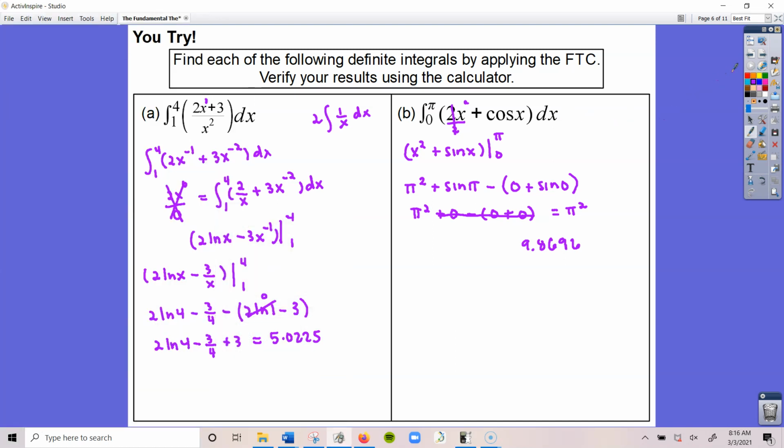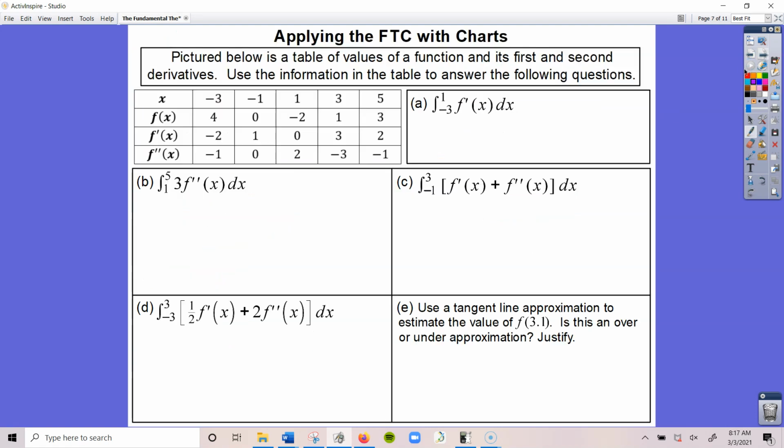So now we're going to set the calculator aside and look at how to use the fundamental theorem of calculus using charts. So they love using these kinds of charts in AP exams where you're given the x values and then several types of functions. You have the function, you have the derivative, and you have the second derivative. So for part A, it says to integrate f prime of x from -3 to 1.